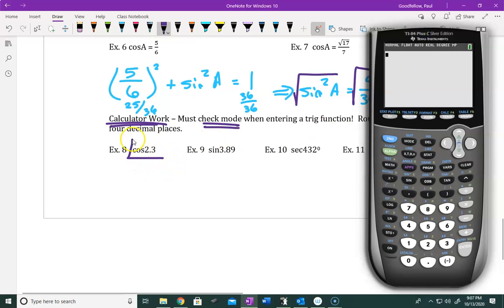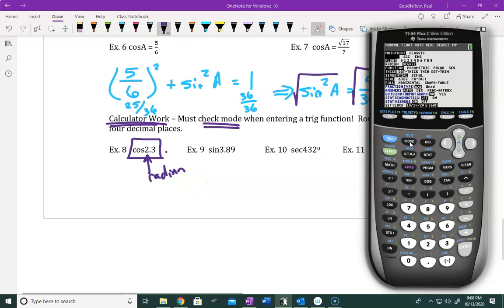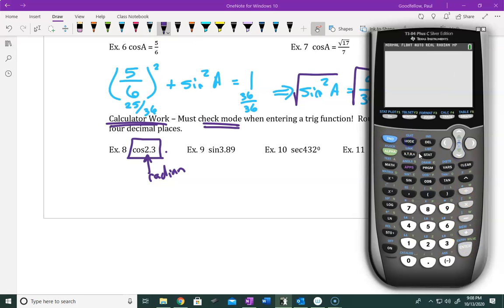So this first one right here says cosine of 2.3. Okay, 2.3 what? Is that 2.3 degrees or is that 2.3 radians? If it doesn't have a degree symbol on it, then that answer is a radian. So you have to look at things carefully. Now I'd have to go to my mode in my calculator, change it to radians, switch back to the home screen and go cosine of 2.3. And if you don't have it in the correct mode, it won't give you the correct answer.